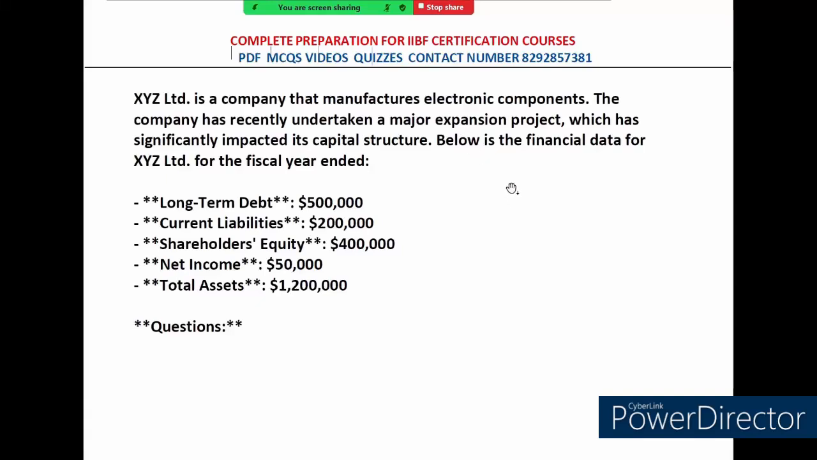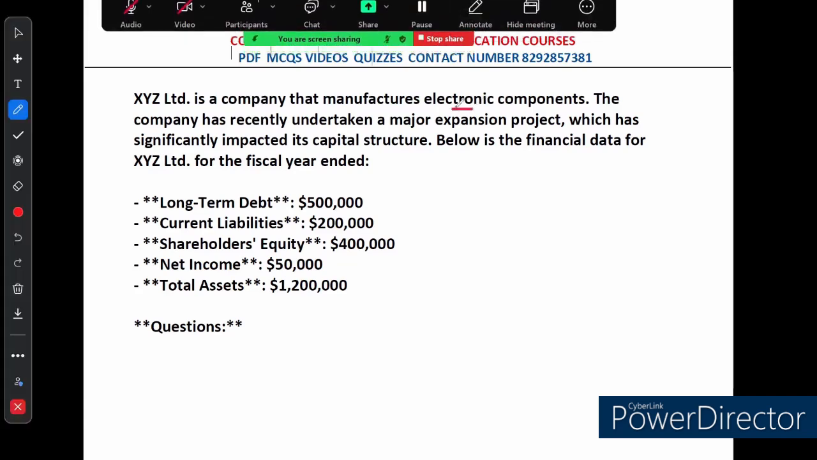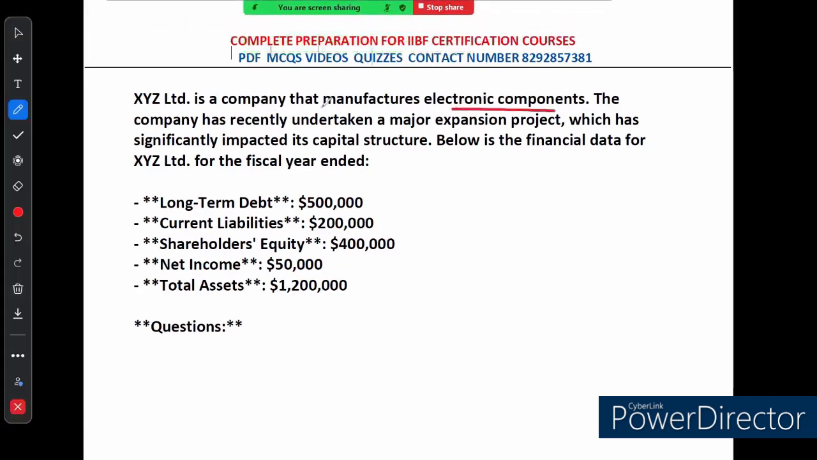So let's break down the question. XYZ Limited is a company that manufactures electronic components, and it has recently completed a major expansion project which has affected its capital structure, right? And here is the financial data we are working with.